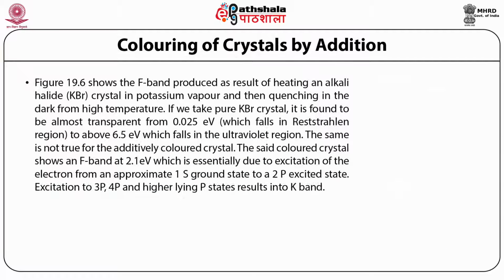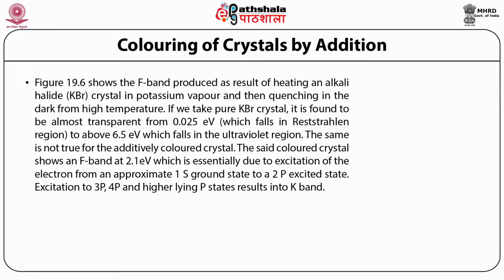Figure 19.6 shows the F band produced as a result of heating an alkali halide, that is KBr crystal, in potassium vapor and then quenching in the dark from high temperature. If we take pure KBr crystal, it is found to be almost transparent from 0.025 electron volt, which falls in the infrared region, to above 6.5 electron volt, which falls in the ultraviolet region. The same is not true for the additively colored crystal.